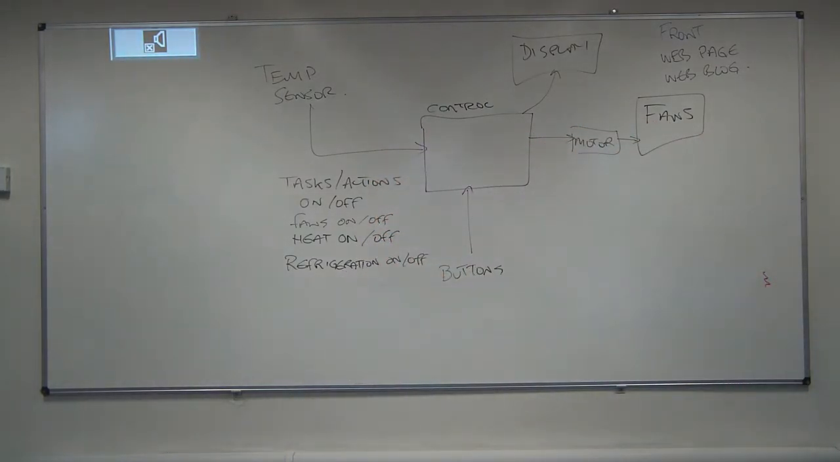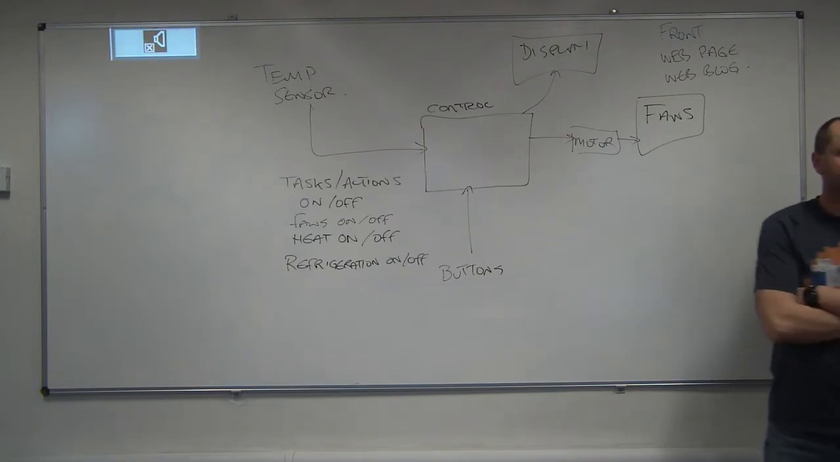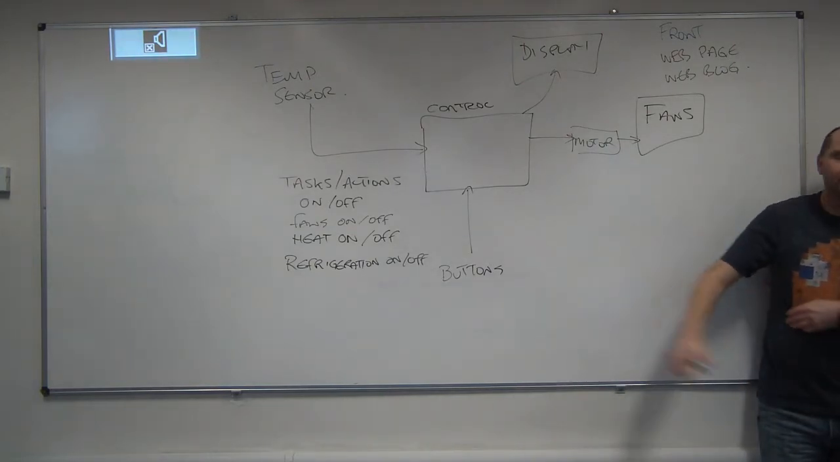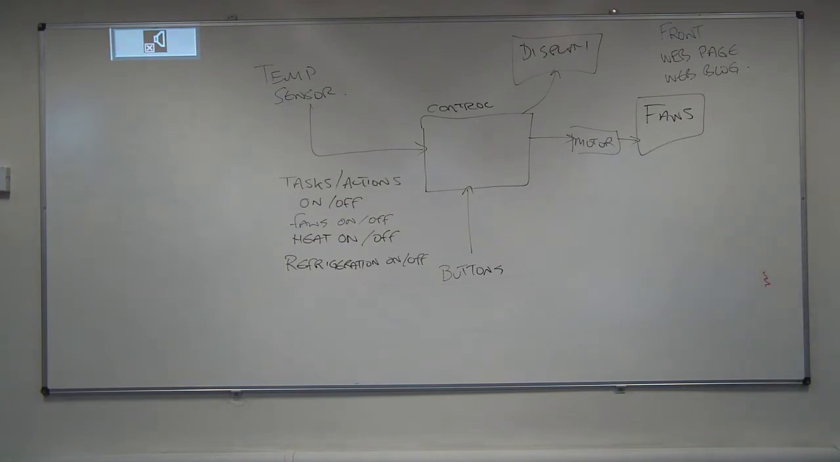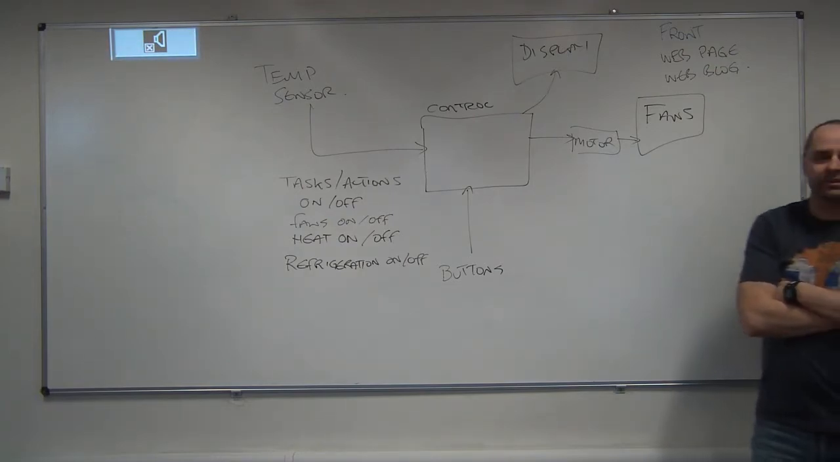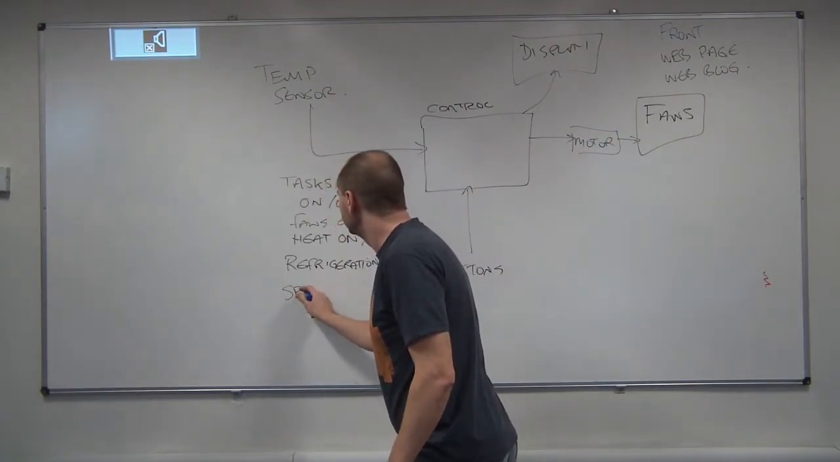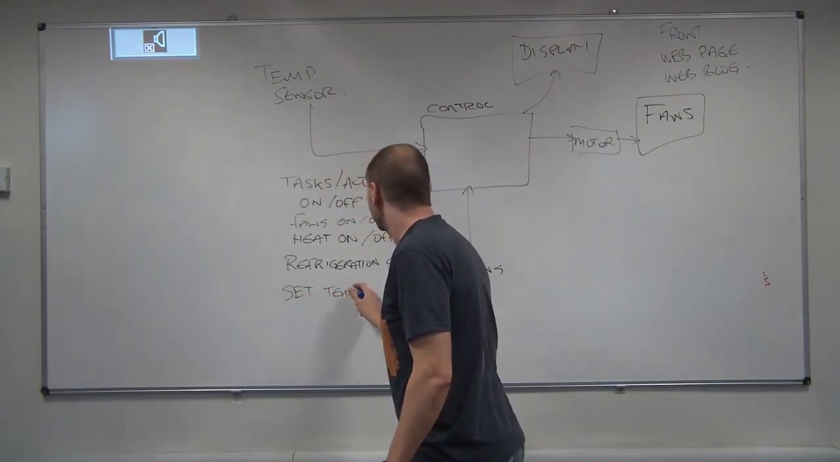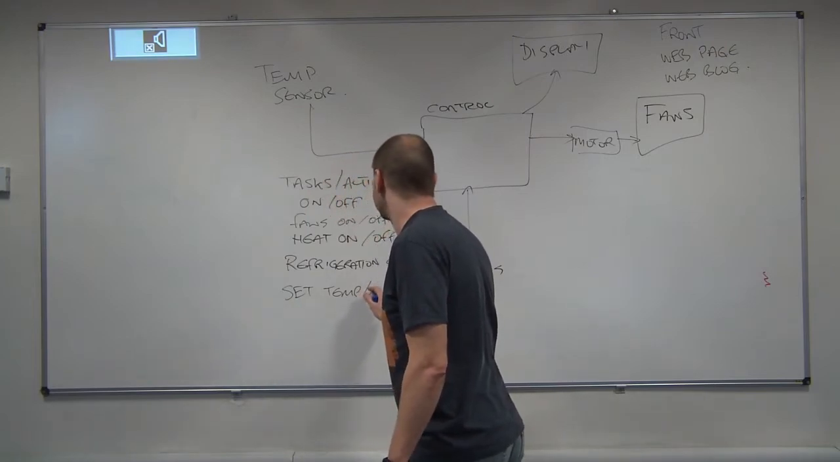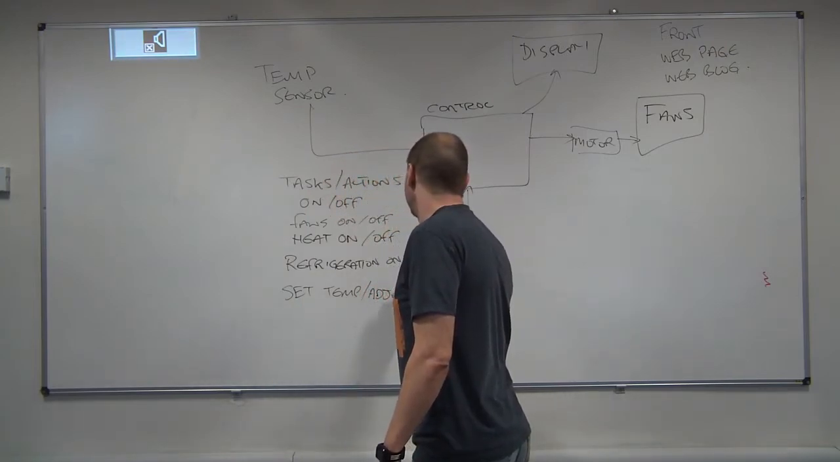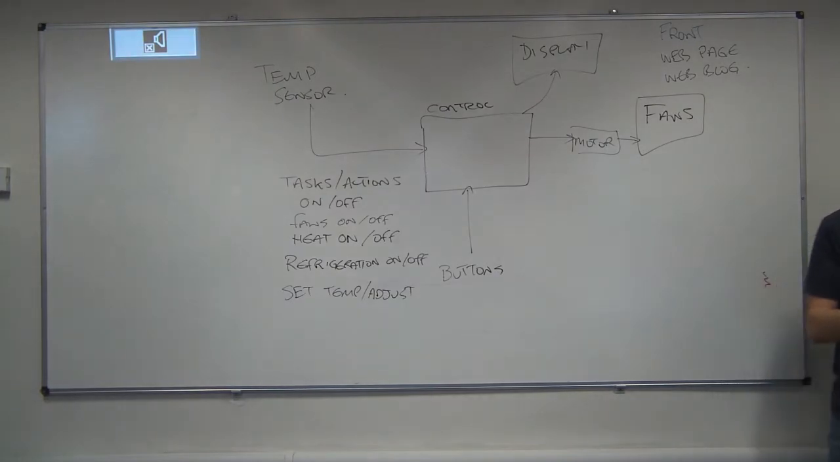Can anyone think of any other off the top of their heads actions that an aircon unit's going to need to do? What about when I'm using the buttons? Obviously I've got an on-off button, but what else can I probably mess about with? Temperature. Set temp, or it might be adjust temp, depending on how sophisticated the unit is again. Okay? Right.